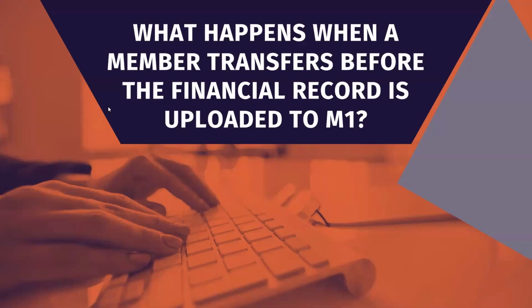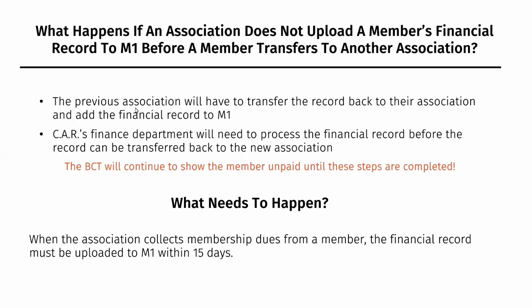Thank you for sharing that great information, Jamie. I'm going to continue to talk about the financial process just a little bit. So the question is, what happens when a member transfers to another association before the financial record is uploaded to M1? Well, the previous association will have to transfer the record back to their association and add the financial record to M1.